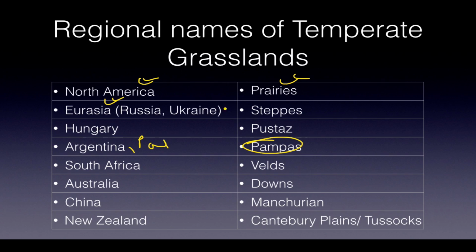Then Eurasia, that is Russia and Ukraine, have steppes because of the steppe-like appearance. Then Hungary is Puszta. South Africa is Veld. Australia is Downs because it's way down. China is Manchurian, and New Zealand is Canterbury Plains or Tussocks. So please remember these names. They might come in prelims and help you in solving one or two questions.